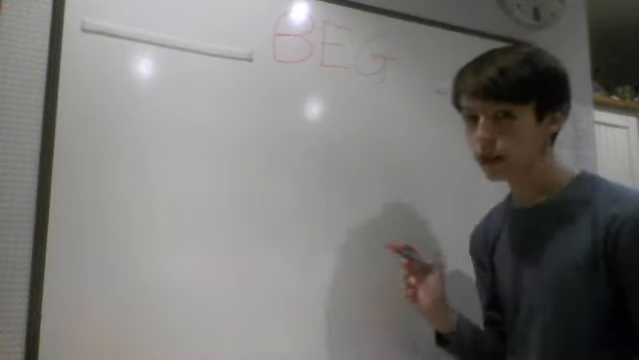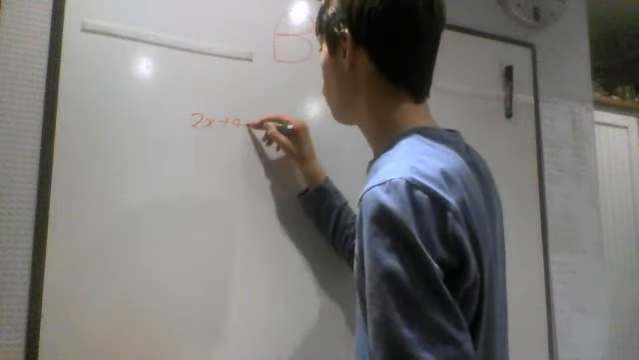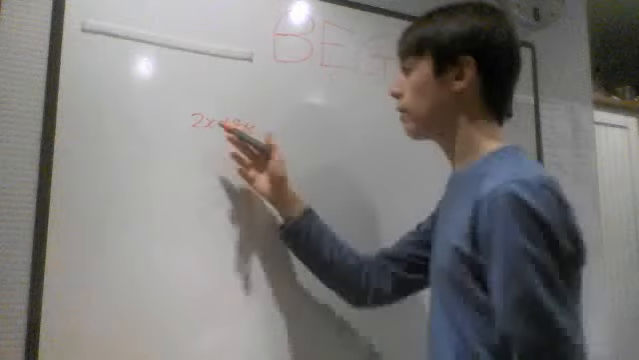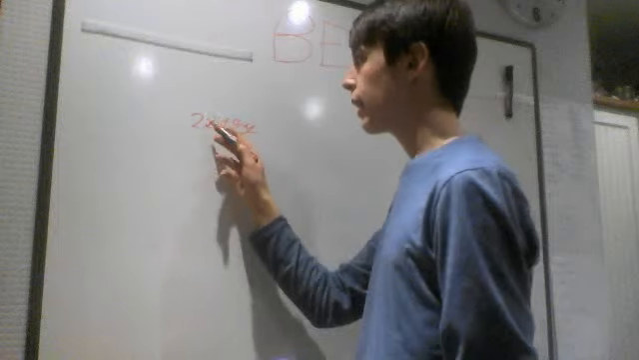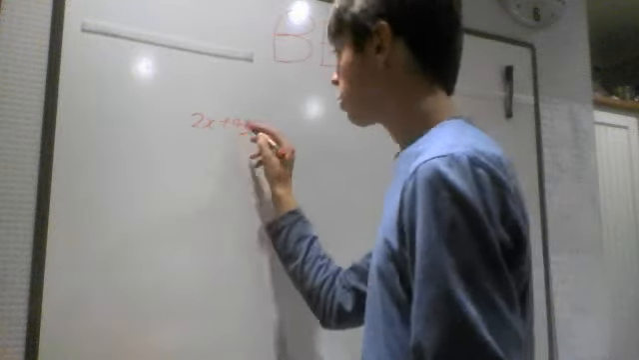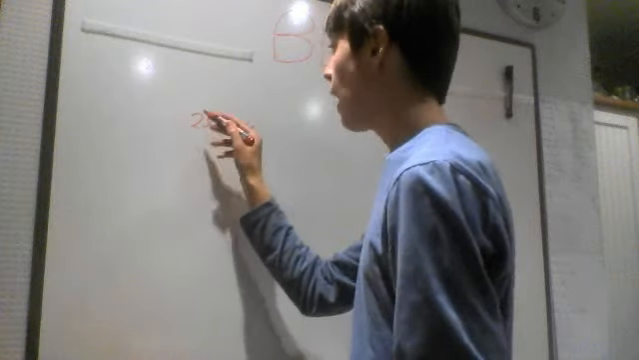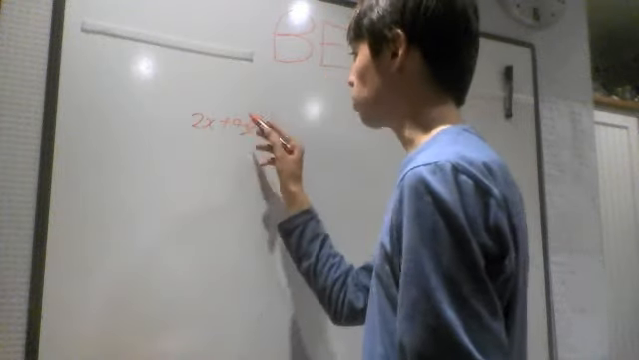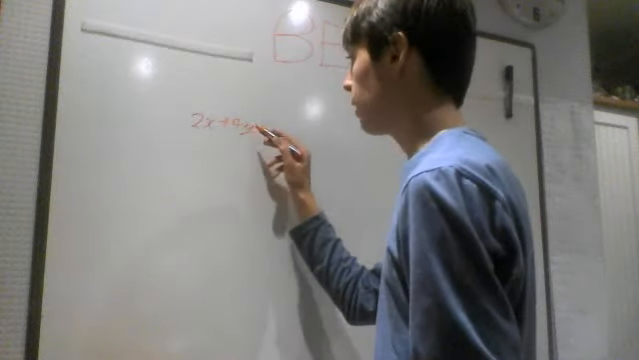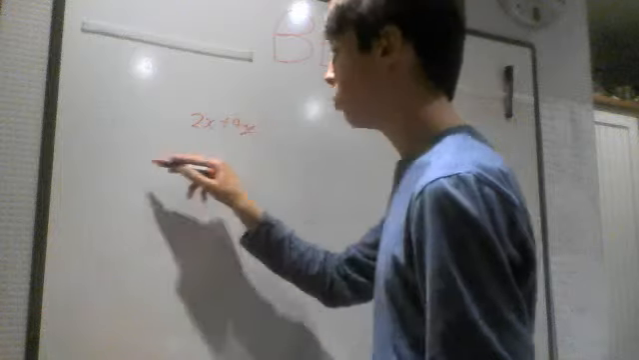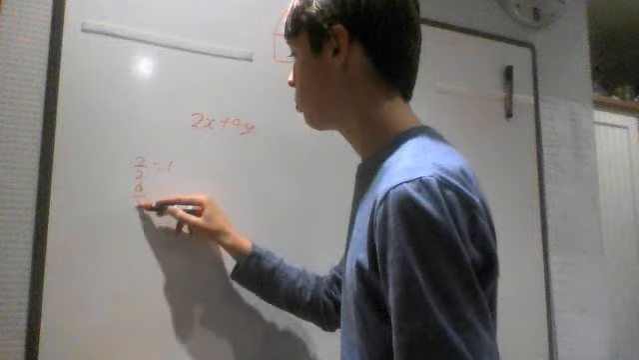So, let's give another example. 2x plus 4y. You can see there are no brackets here, and what we want to do is put this into brackets. So, we see, what is a common factor between these two? So, something times something else equals 2x, and that same something times something else equals 4y. Well, x and y, we don't know what they're divisible by, but 2 and 4 are both divisible by 2, because 2 over 2 equals 1, and 4 over 2 equals 2.